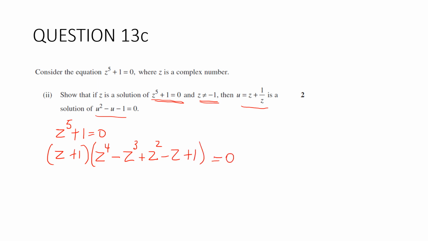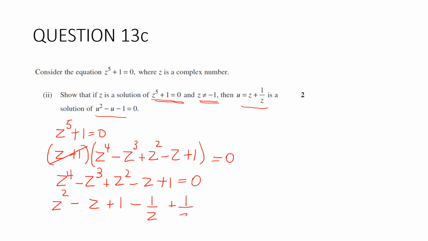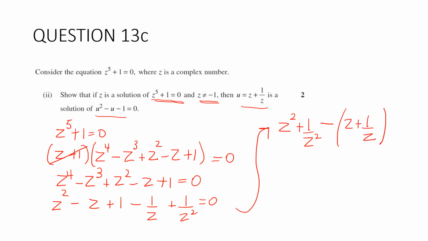Now we know that z is unequal to -1, so we can divide both sides by that. We have z to the power of 4, take z cubed plus z squared minus z plus 1 is equal to 0. Divide everything by z squared. Gives me z squared minus z plus 1 minus 1 on z plus 1 on z squared. And now I'm just taking it up here. We're going to say z squared plus 1 on z squared minus z plus 1 on z plus 1 is equal to 0.